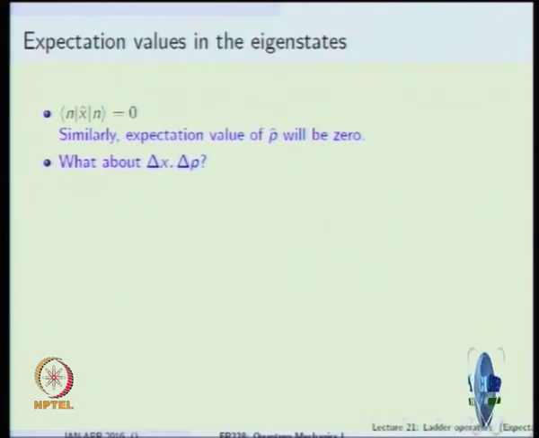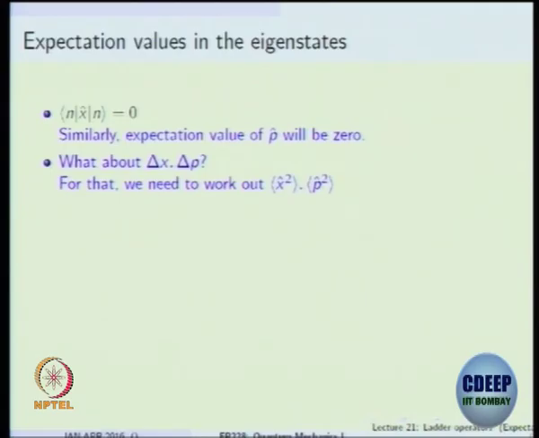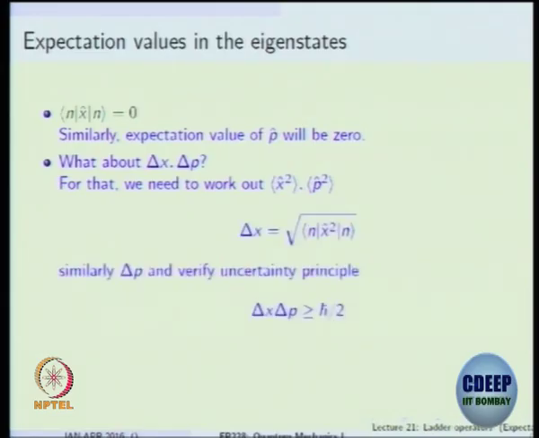What about standard deviations or uncertainties in X and P? For that, you need to work out the expectation value of X squared and the expectation value of P squared, and this also you could. We did this for the specific state, and you verify that. After you do it for P squared, you verify that they satisfy the uncertainty principle. I'll leave it to you to do this.